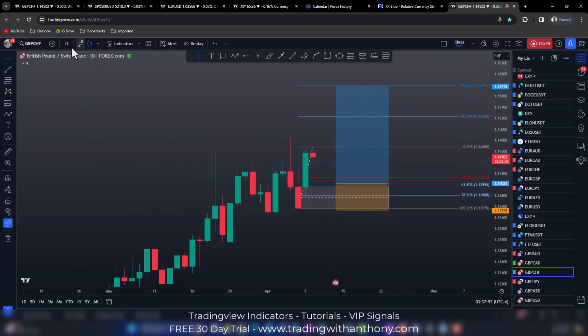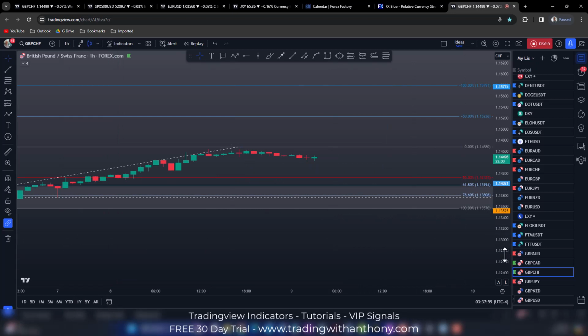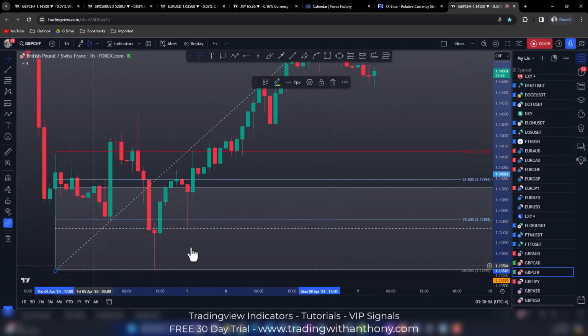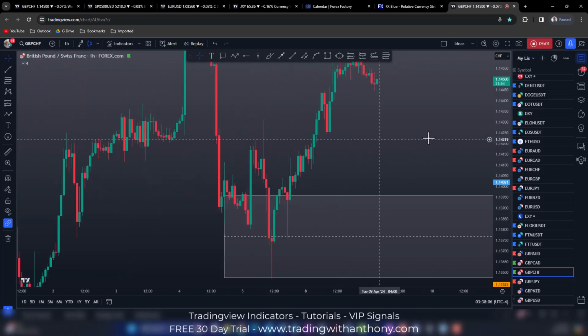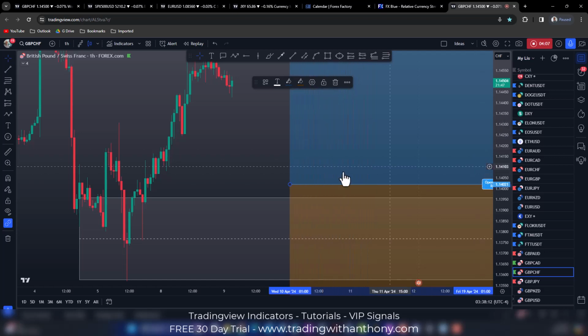So anyway, 4 hour, I'd go down to the 1 hour, and we'll have a look and see what that looks like. And it's the same concept. So we've got an idea on the higher time frame. This is it here. Okay, we'll pull that to the left. So there's your swing trade idea.